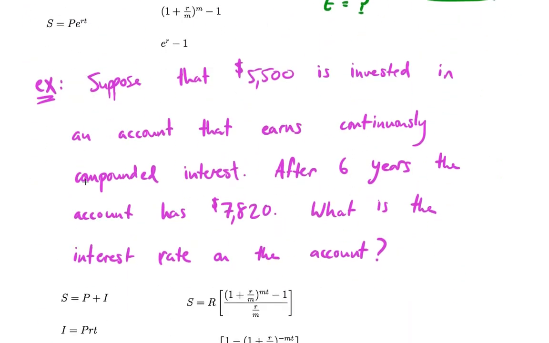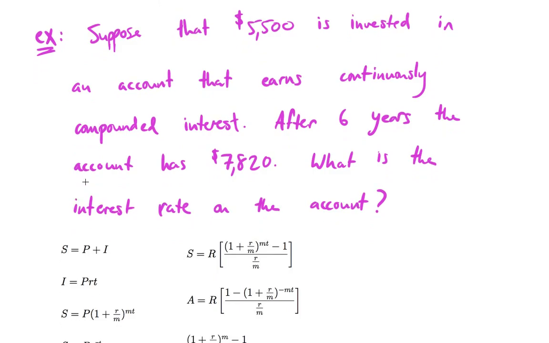Let's go on to the next one. Suppose $5,500 is invested in an account that earns continuously compounded interest. After 6 years, the account has $7,820. What's the interest rate on the account?